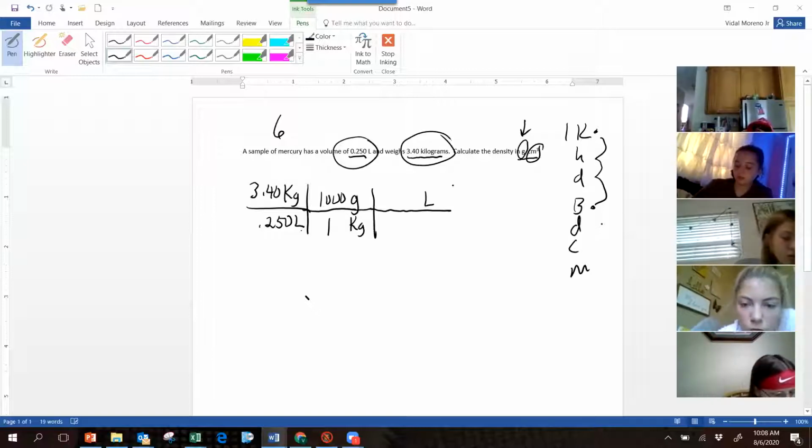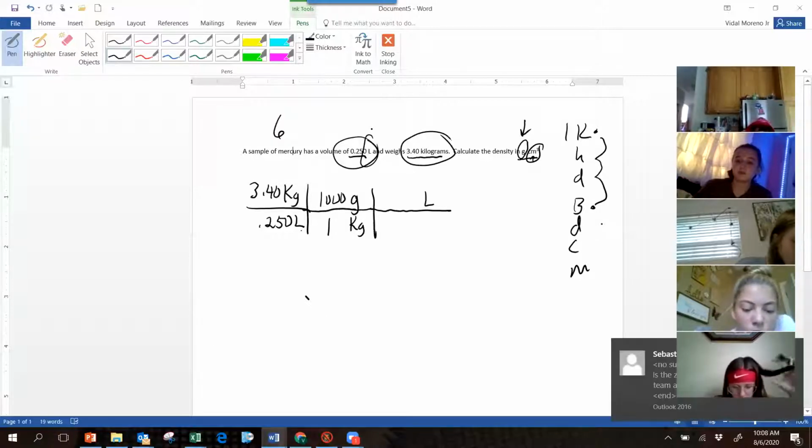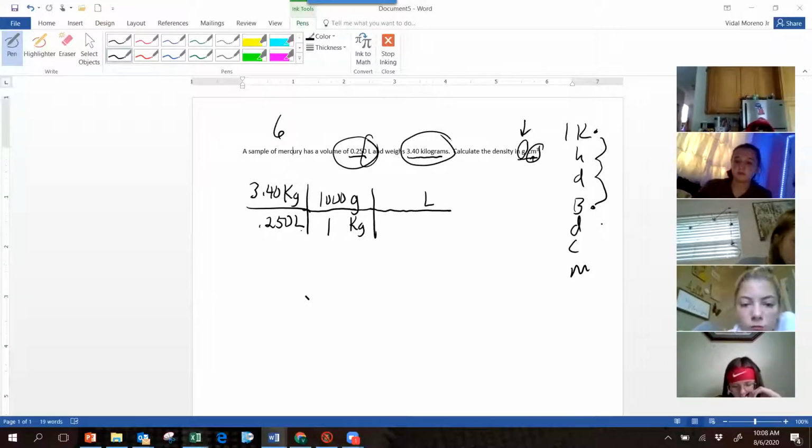Liters needs to be on top, and I'm converting to cubic centimeters. Michael, did you have the question? Am I talking to you? Yes. Okay, the problem with this is that cubic centimeters is SI, and I gave you a unit in metric.